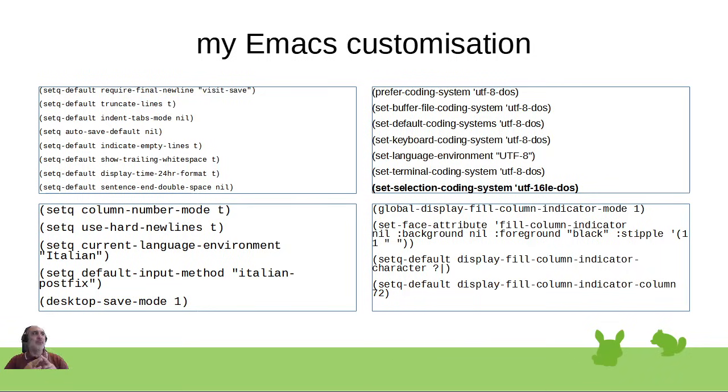This allows me to properly write, save, read files, but it was not enough for copying pasting Japanese text. If I copied some Japanese text from the browser or even from another text editor, it didn't work. It only pasted rubbish in Emacs until I found out that for whatever reason I had to use, as you can see in bold, UTF-16LE DOS for the selection coding system.